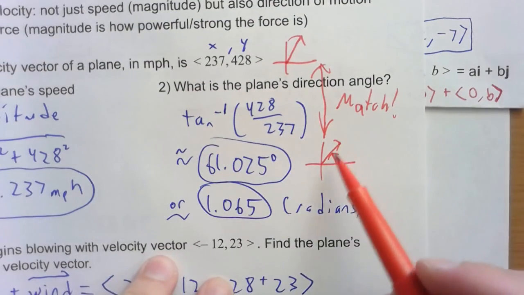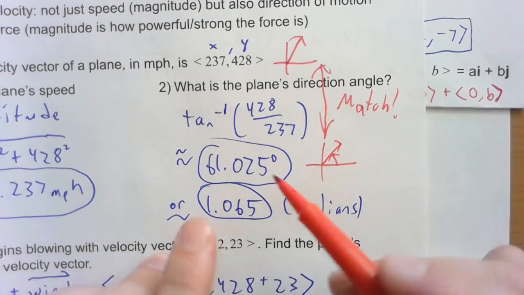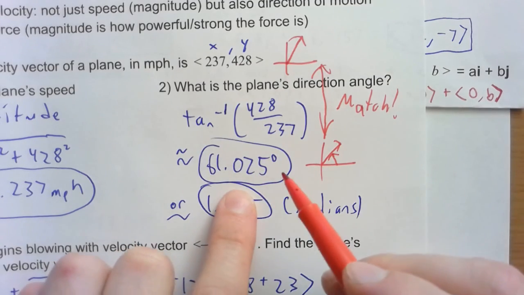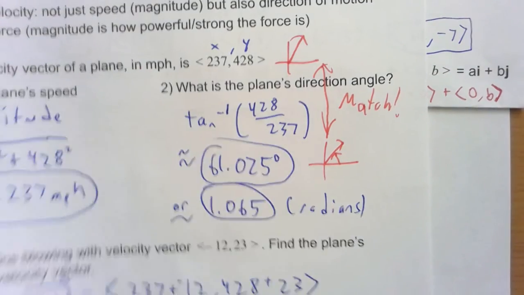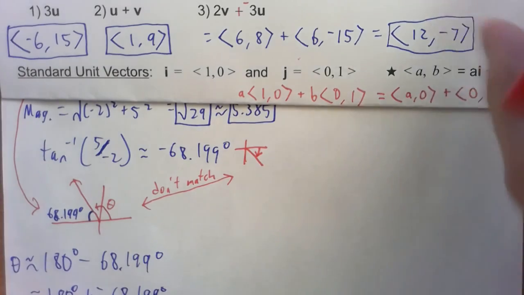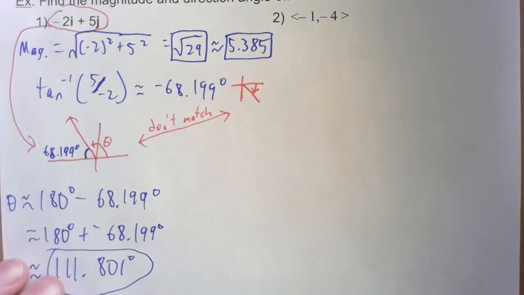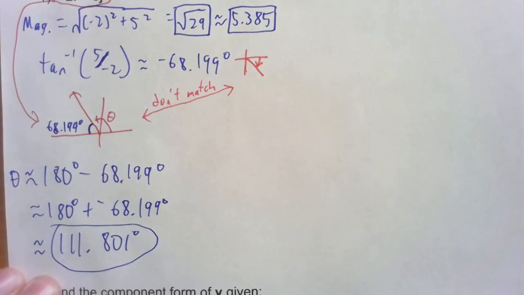Okay, that's what I want. I want to have the angle and the vector in the same place. If they match, then I'm done. My calculator gives me the answer, I'm good to go. If what my calculator gives me doesn't match what I want, well, that's when I have to do a little bit more work. Okay? Don't just rely on the calculator. Make sure you use your brain as well.